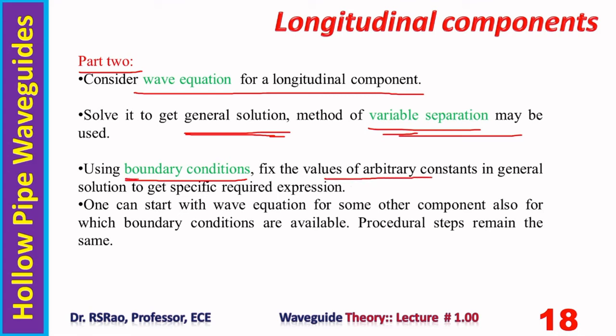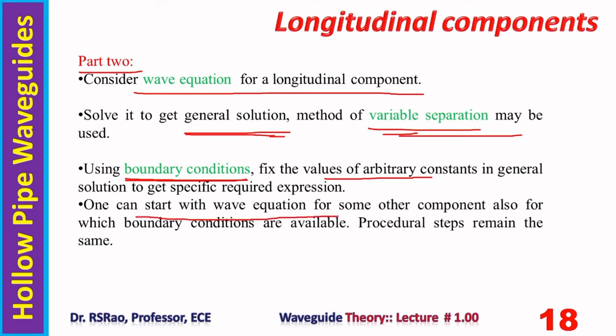And boundary conditions, these are not given. These do not come from skies. We have to derive them on our own. Mostly these are based on one of the boundary conditions, which says the tangential component of electric field must be continuous across the interface of any two different media. From that boundary condition, the boundary conditions that are relevant in the present situation are derived.